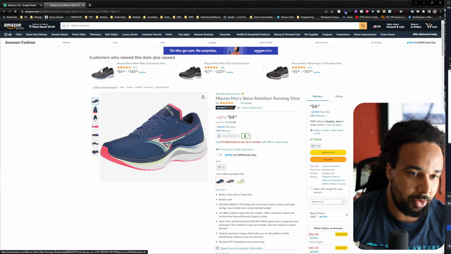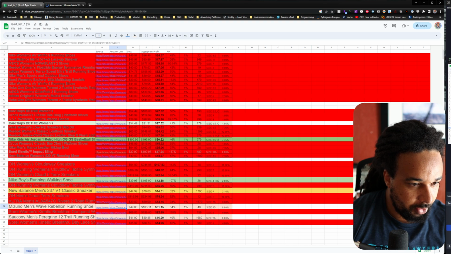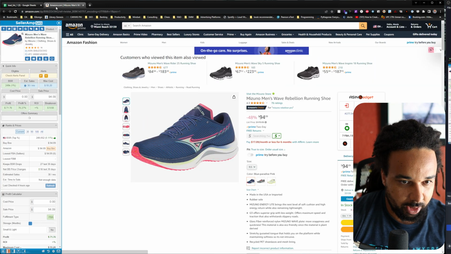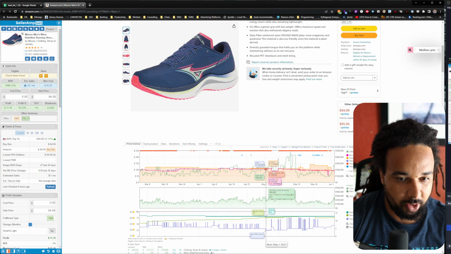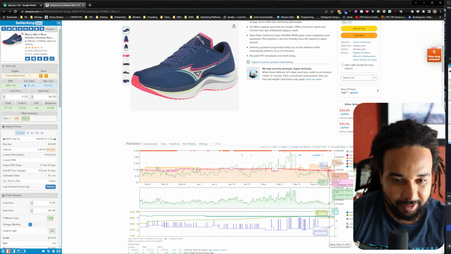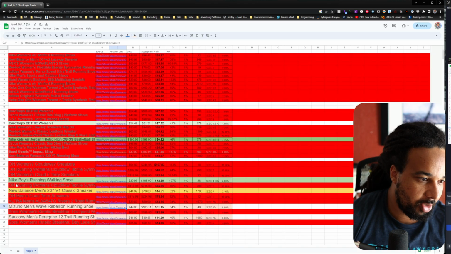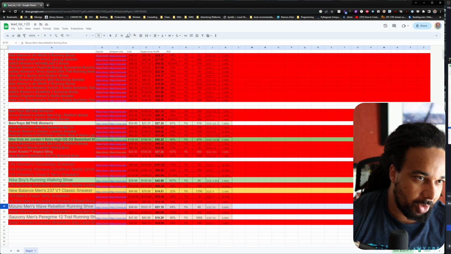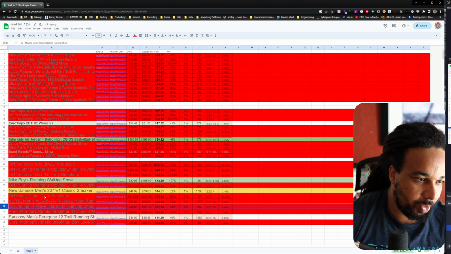So yeah, Mizuno. So 49, 103. Sells for 94. The price went down. Amazon's on the listing. You could sell at 95. But Amazon's on the listing, so disqualified. We're not gonna look deeper into that. I do not want to compete with Amazon.